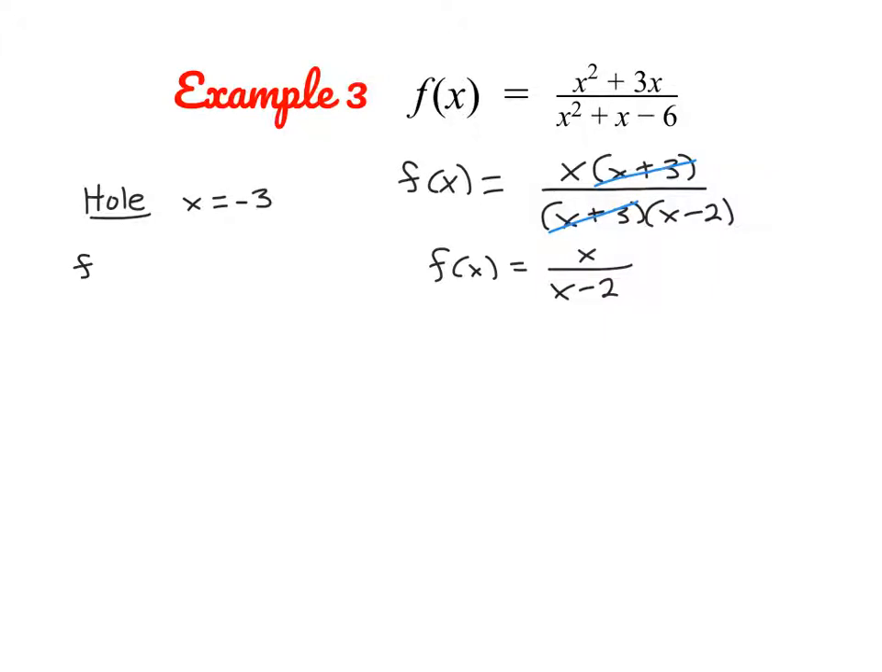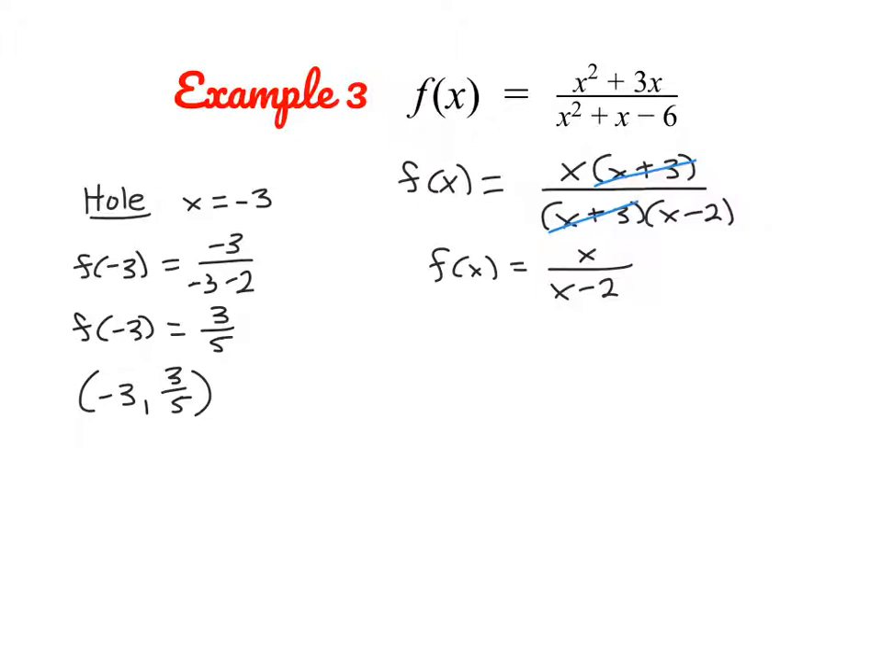So we're going to substitute -3 into our reduced simplified function. So we have -3 over -3 minus 2. So f of -3 is positive 3/5. So we know we have a hole at (-3, 3/5).